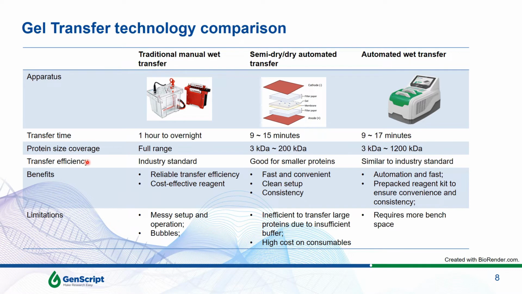In terms of transfer efficiency, since we are comparing to the traditional methodology as the gold standard, semi-dry is good for smaller proteins only, and automated wet transfer has comparatively good efficiency compared to the industry standard.